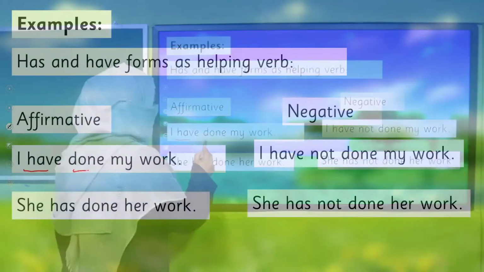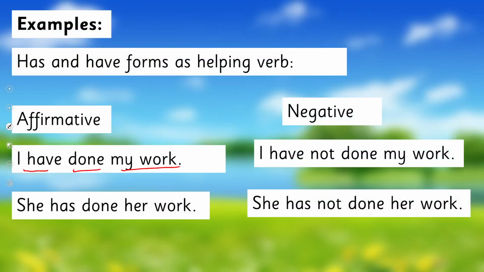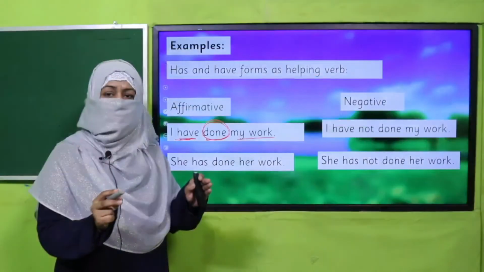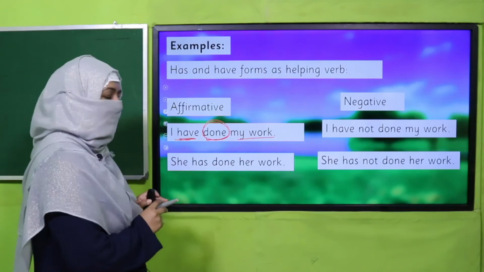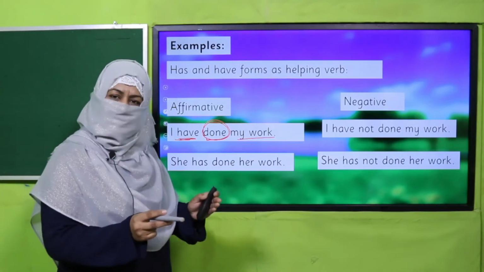I have done my work. Now, done is actually main verb here, because it is showing what action I did. And this have is just to represent the tense that some task has been completed.